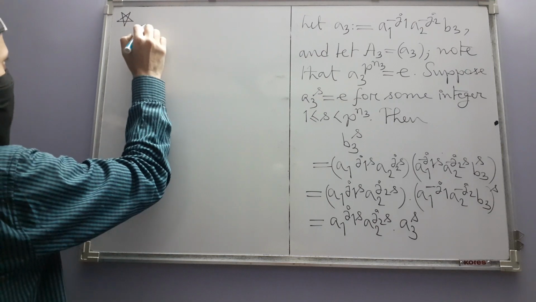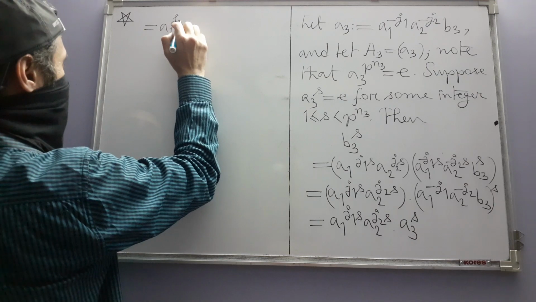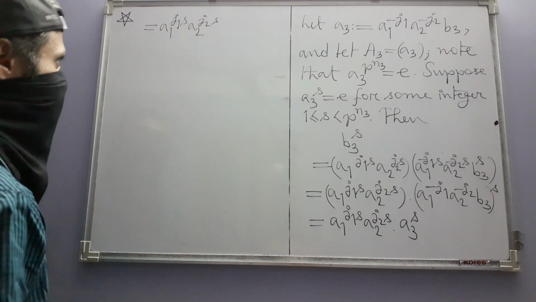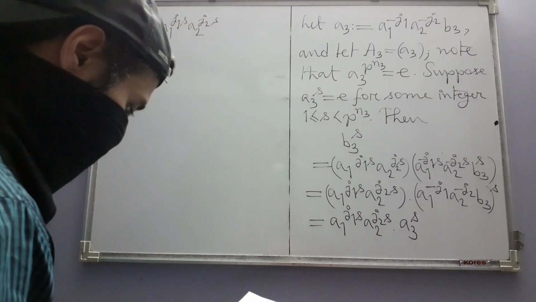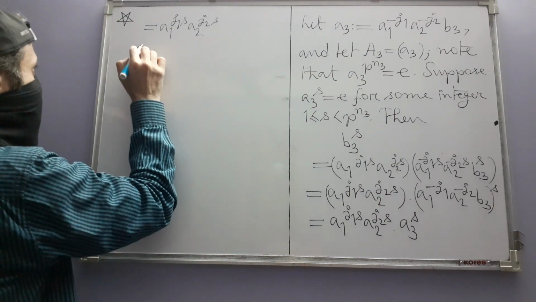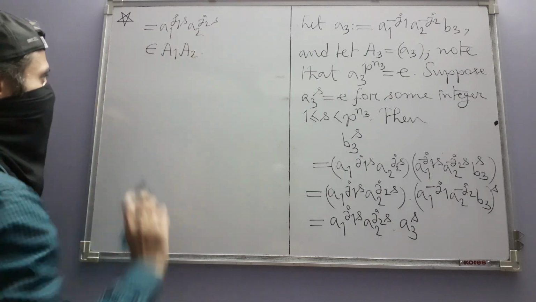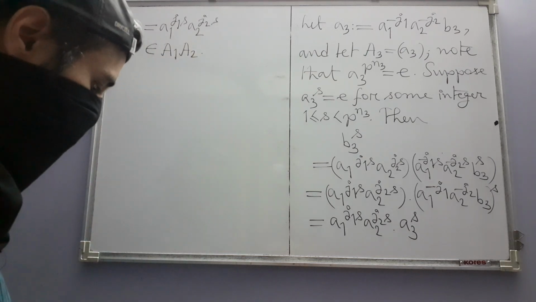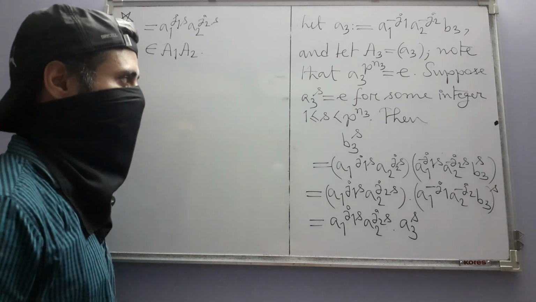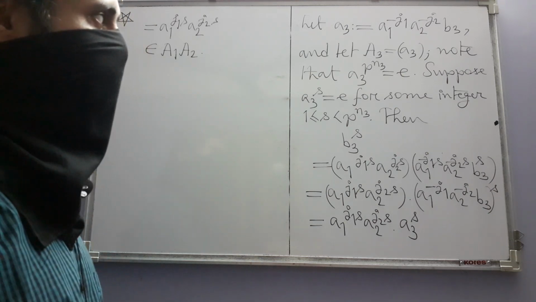So this becomes a1 to the power j1s times a2 to the power j2s. But what is the problem then? Because of the form of this element, it belongs to ⟨a1, a2⟩. And that is a problem. Why? Because it contradicts the minimality of p to the power n3.